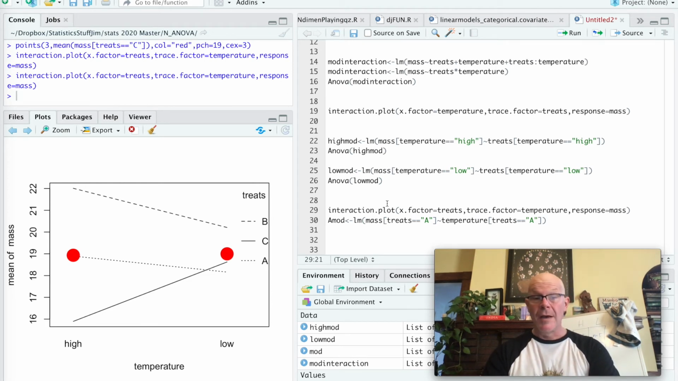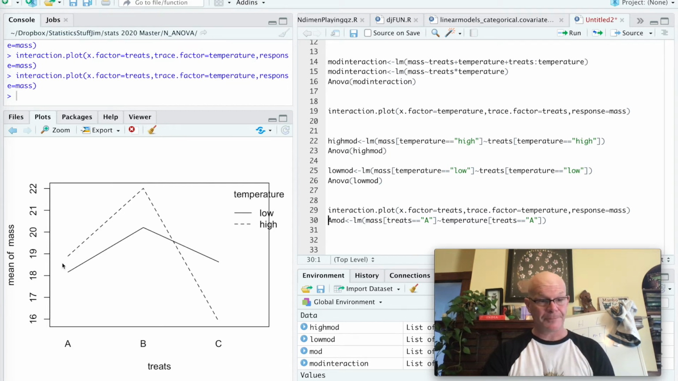Okay, so the same data, we're just going to arrange it differently, where our trace factor now is going to be the different temperatures. So let's go ahead and run that.